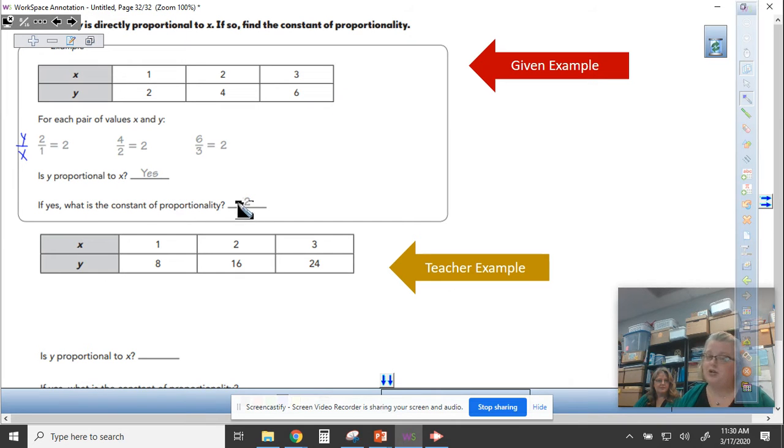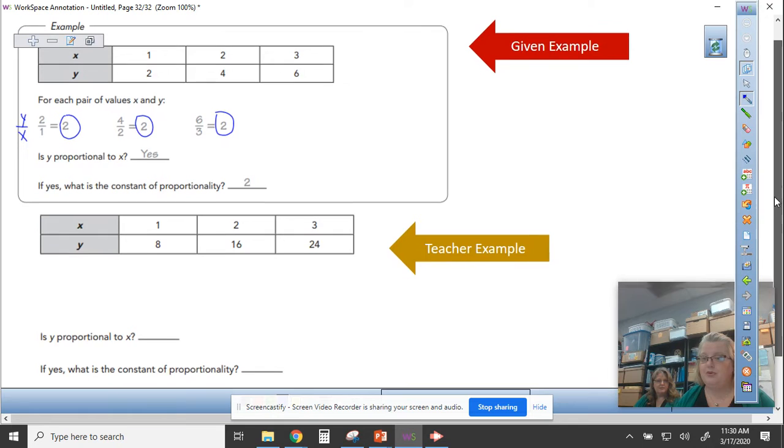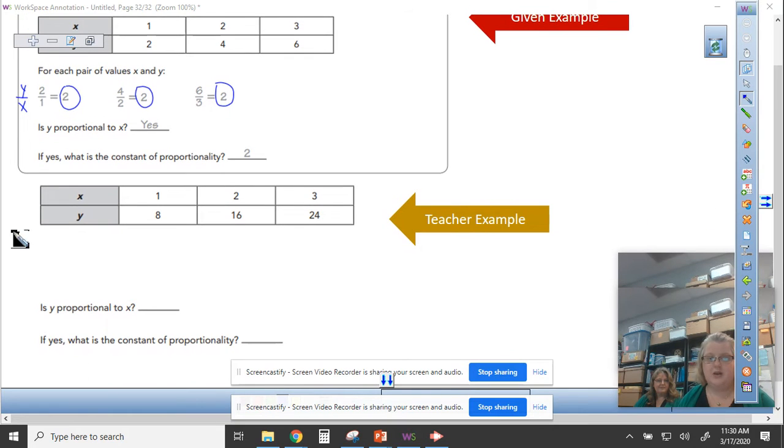And the constant of proportionality is what it reduced down to every single time. So our constant of proportionality is 2. One more quick example, just so you can make sure you understand what's going on.